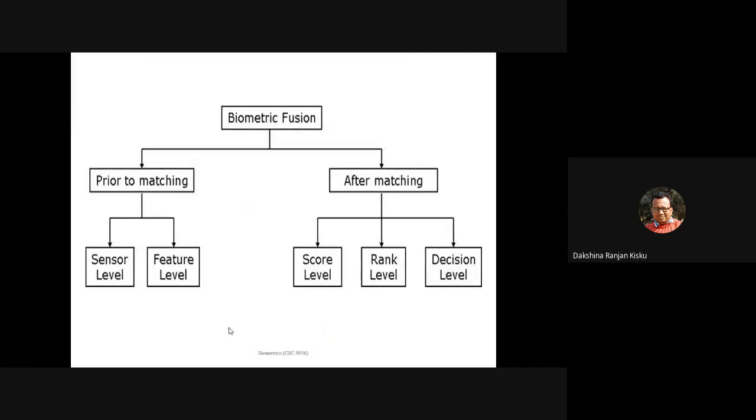So here you can see we can divide the biometric fusions initially into two groups: one is called prior to matching and the other after matching. Prior to matching has sensor level fusion and feature level fusion. After matching we can have three different levels of fusion: score level fusion, rank level fusion, and decision level fusion. These three levels of fusion come under after matching.